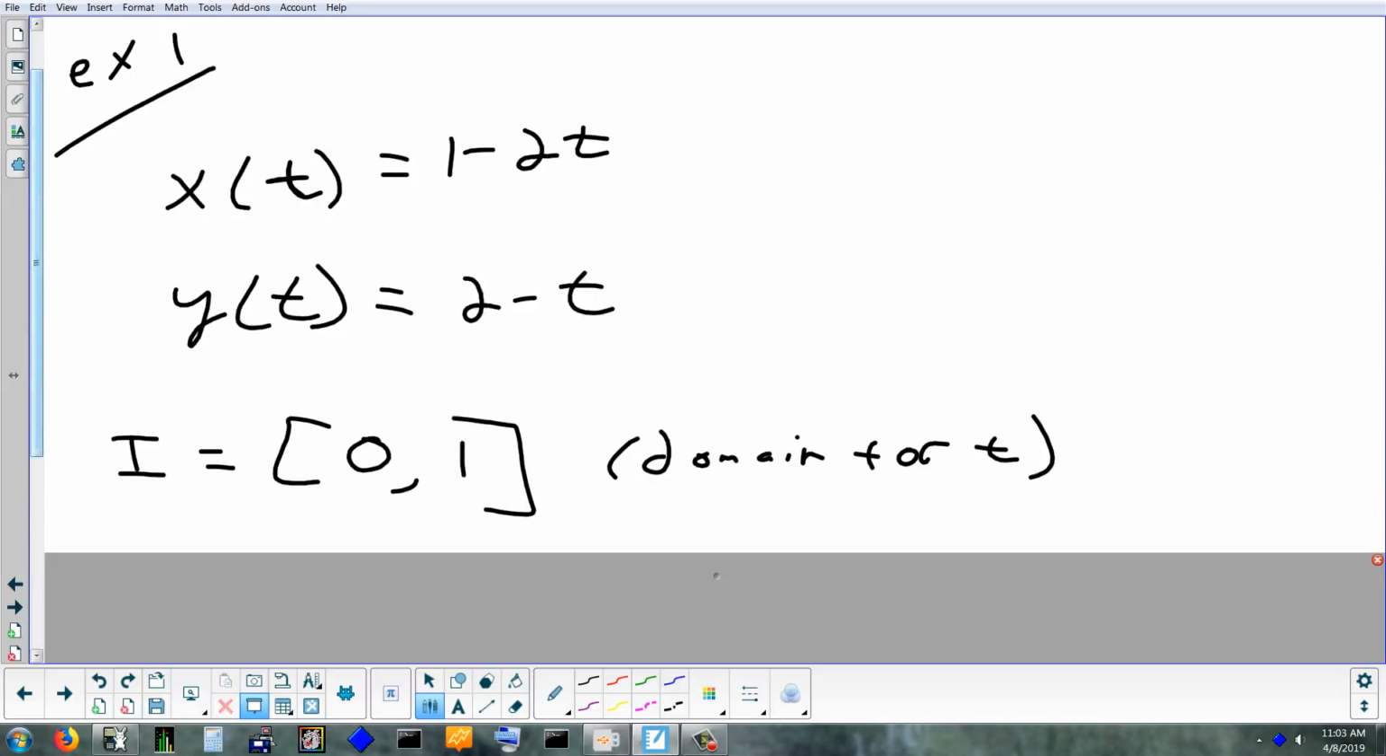Okay. And they will always tell you what you are allowed to use for t. In this case, you are allowed to use from 0 to 1. Now, this goes back a little bit, but there's brackets on the 0 and the 1. Do the brackets mean I can use the 0 and the 1? Yes. So I can go right up to 0 and right up to 1.